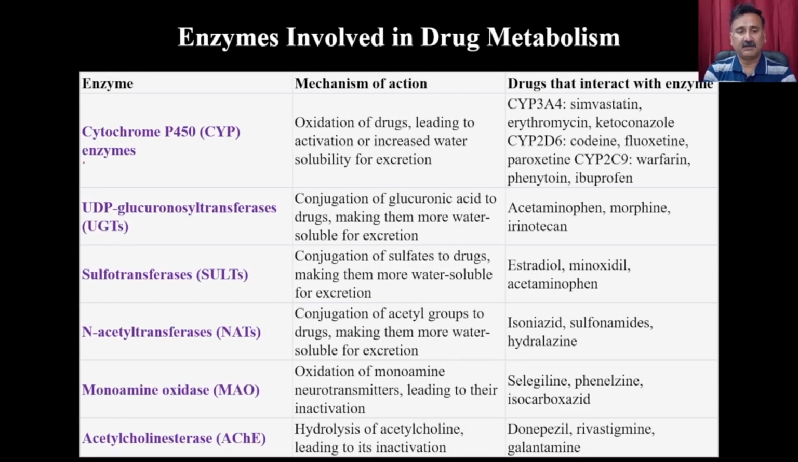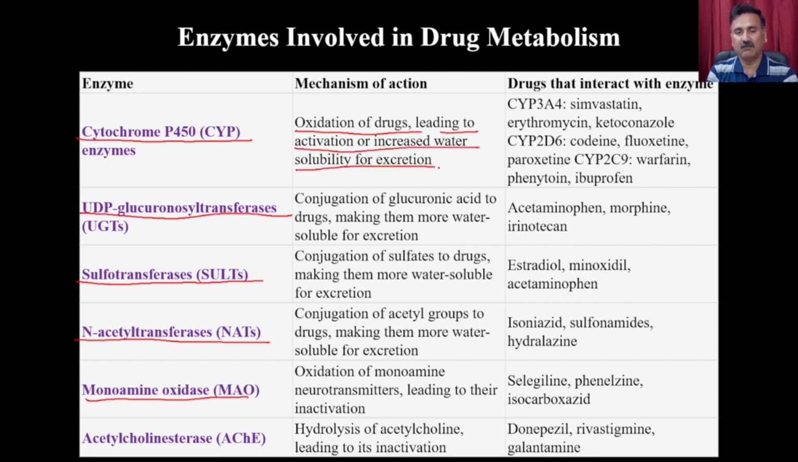These are some of the enzymes involved in drug metabolism, such as cytochrome P450, UDP glucuronosyltransferase, sulfotransferase, N-acetyltransferase, monoamine oxidase, and acetylcholinesterase. Cytochrome P450 carries out oxidation of the drugs, leading to activation or increased water solubility for excretion. There are drugs available to inhibit the activity of these enzymes, because when they inhibit, they lead to a higher level of drugs in the blood circulation.